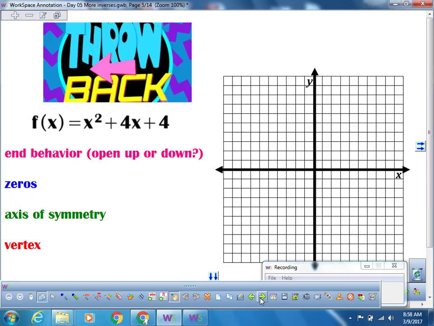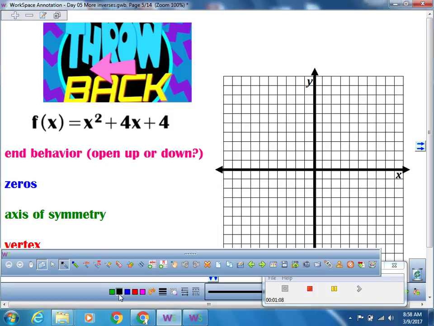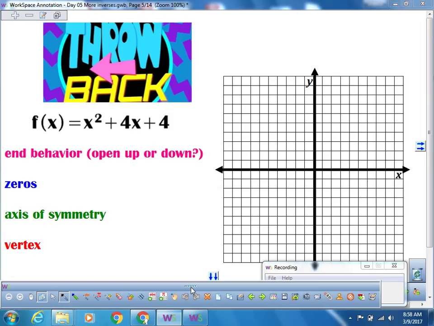Okay. This one, what would I do with it? First, we know the y-intercept. We have 1, 2, 3, 4. Right?